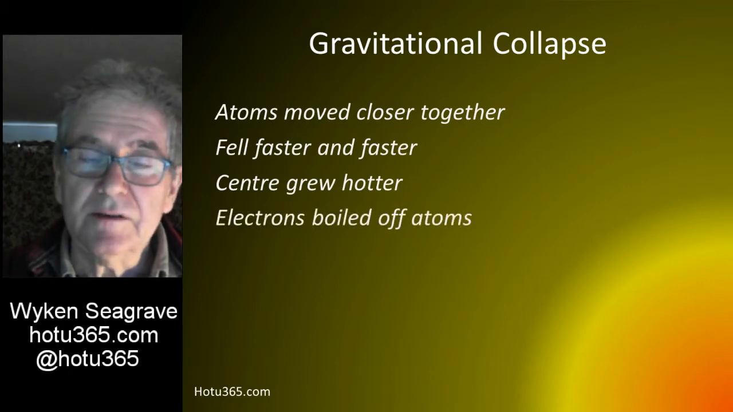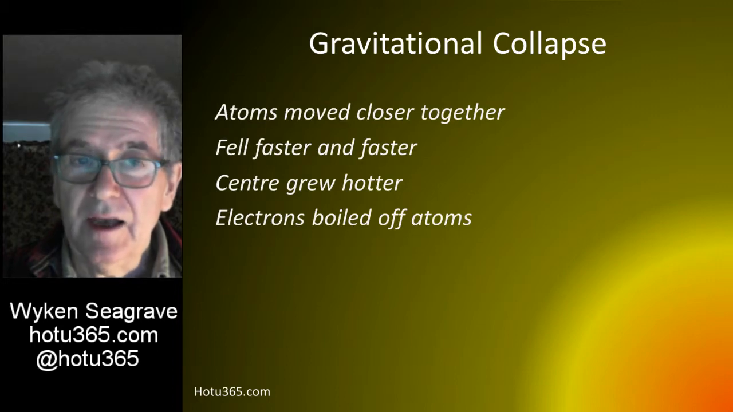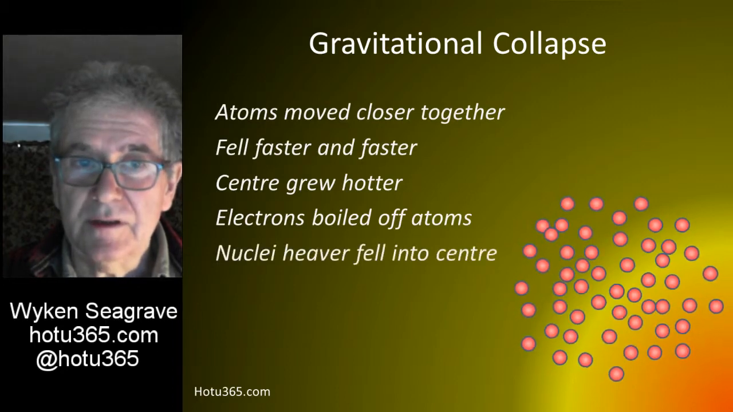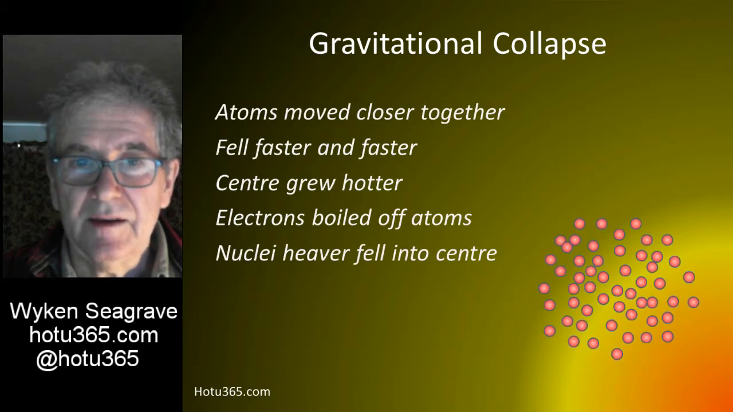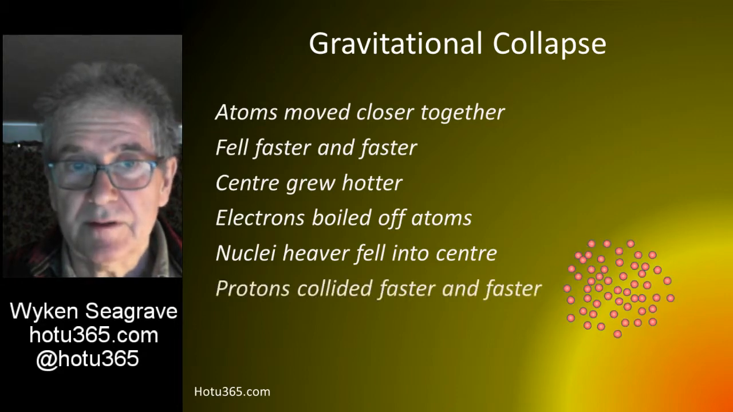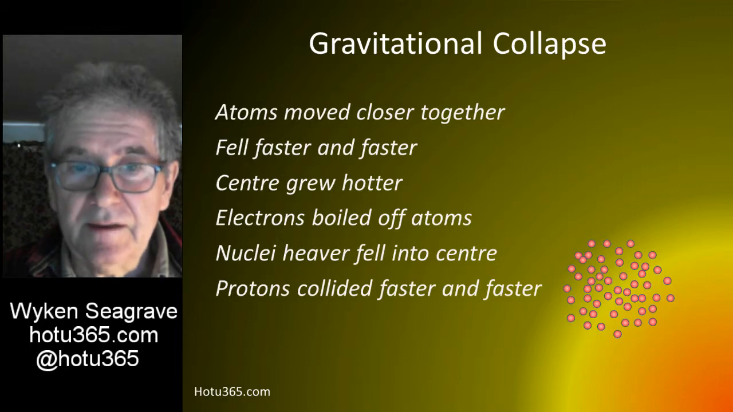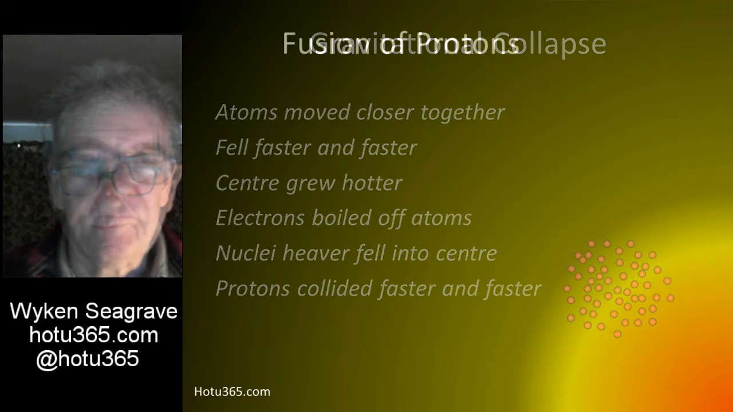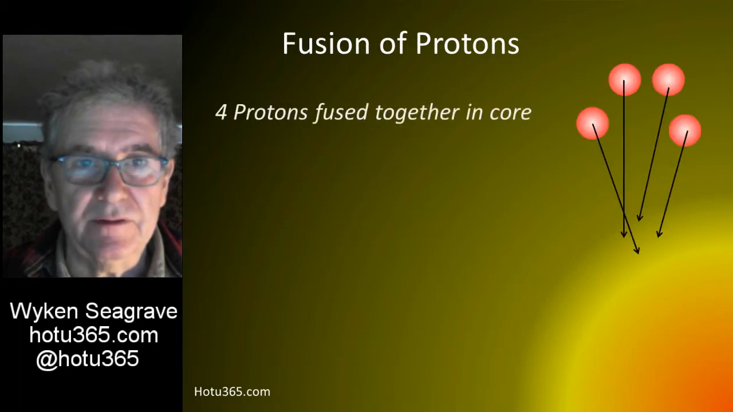They were so hot that the electrons boiled off the atoms and left a free cloud of electrons around the outside, and particles, the nuclei of the atoms, in the centre. So these were protons and alpha particles, mostly protons. The protons were colliding faster and faster. This eventually led to the fusion of protons.